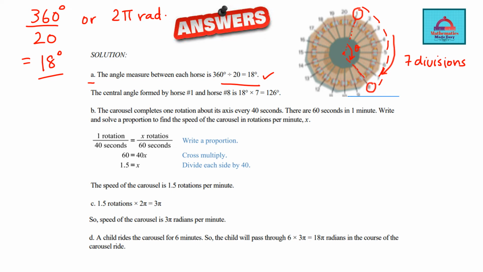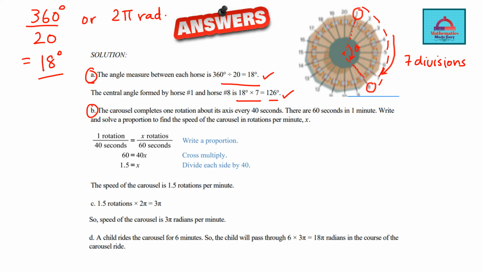Now all the divisions, all the spacing of the horses, is equal. So let's multiply by 7 now to get the in-between angle for horses 1 to 8. So this is 126 degrees. Right, easy part A. Let's move to part B.